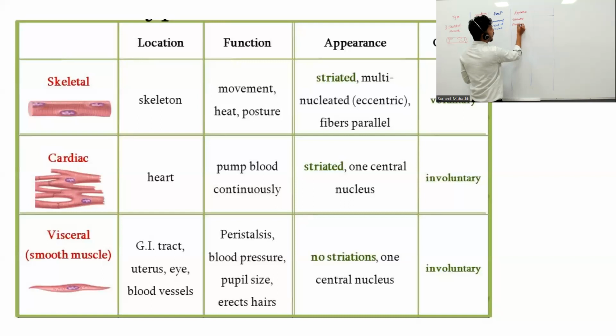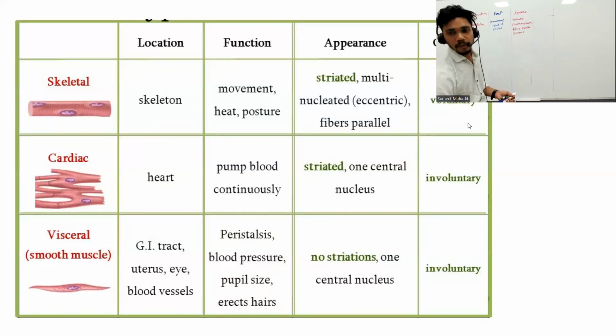Why are they multinucleated? Because the function is like that. Okay, multinucleated, and the fibers are parallel. The nuclei are eccentric. What is eccentric? See, I'm just talking about this. These are the striations. Along the striation, there is a nucleus. Yes or no? So they are eccentric.